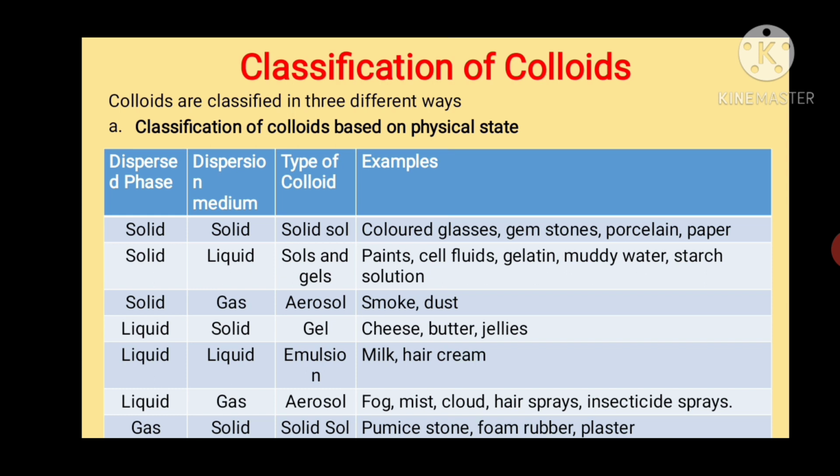When dispersed phase, liquid. Dispersion medium, gas. Then type of colloid, aerosol. For example, fog, mist, insecticide sprays. And last one, when dispersed phase, gas. Dispersion medium, solid. Then type of colloid, solid sol. For example, fumes, stone, plaster.